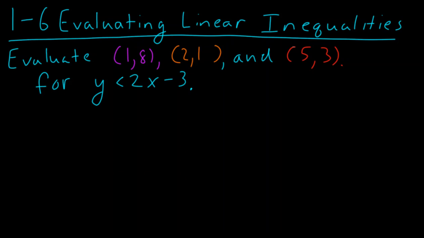Welcome to section 1-5, evaluating linear inequalities. Now in this first example, we're going to evaluate the points (1, 8), (2, 5), and (4, 3) for y less than 2x minus 3. Let's go ahead and see what this looks like for each one individually, using a different color for each.